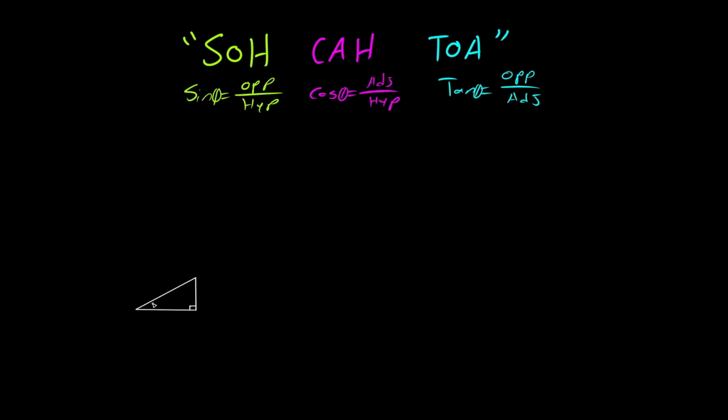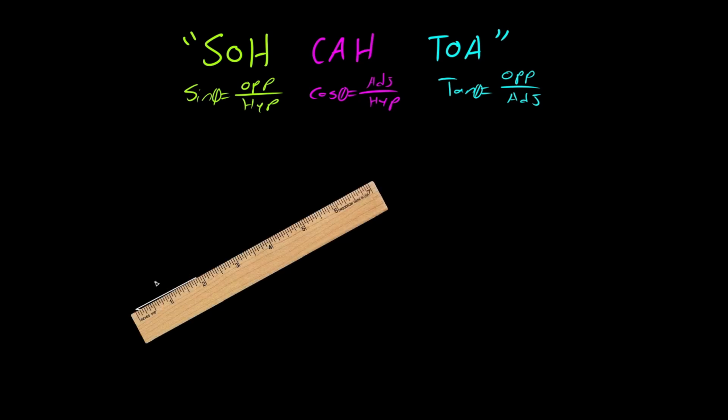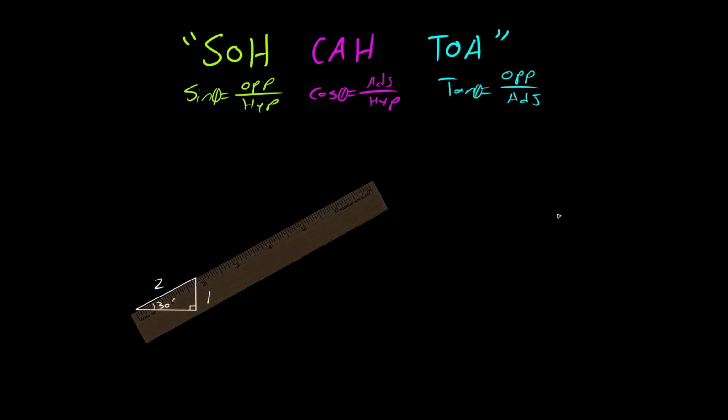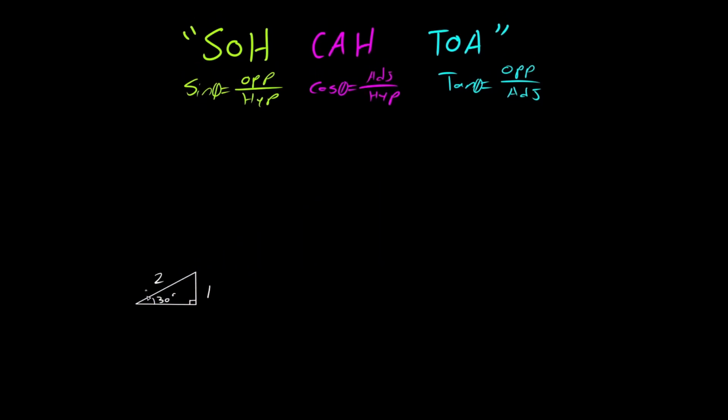So let's say we have an angle here of 30 degrees, and we measure this side to be 1, and we measure this side to be 2. All right, so let's say we want to figure out the opposite side, which is across from the angle. So let's say we want to find the opposite divided by the hypotenuse, and that's just 1 divided by the hypotenuse, which is out here, 2. So the opposite over hypotenuse is just 1 over 2, or just 0.5.